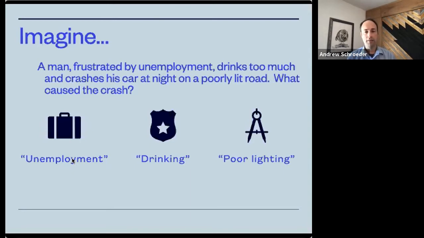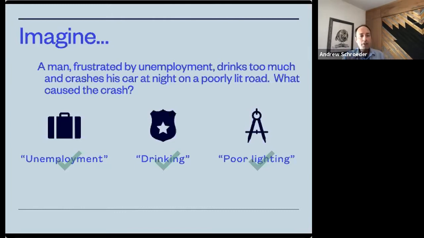Who is right? Was the crash caused by alcohol? Was it caused by unemployment? Or was it caused by poor lighting? Well, it seems pretty clear to me that the answer is they all might be right. It might be that each one of those factors contributed to the crash, and maybe subtracting any one of the factors would have prevented the crash. So what we have here is a case where all three of these factors, and probably a host of other ones, were in a sense causes of the crash.